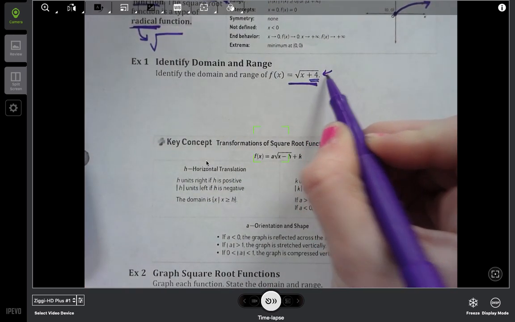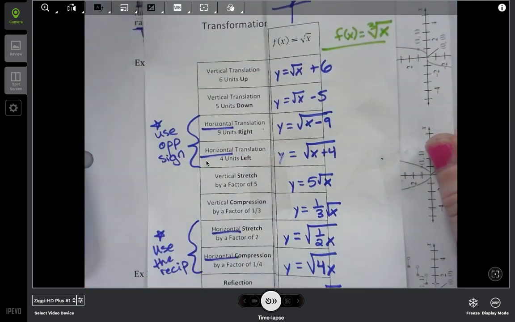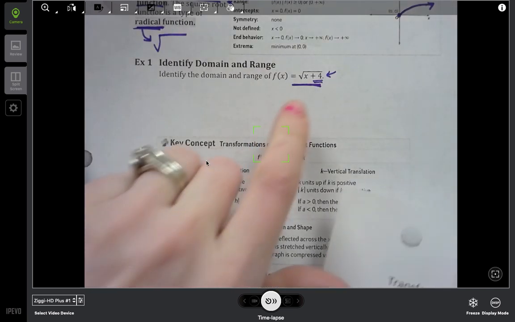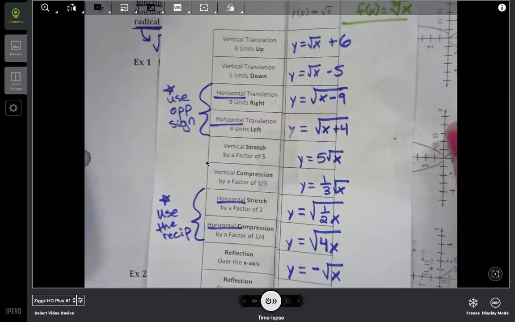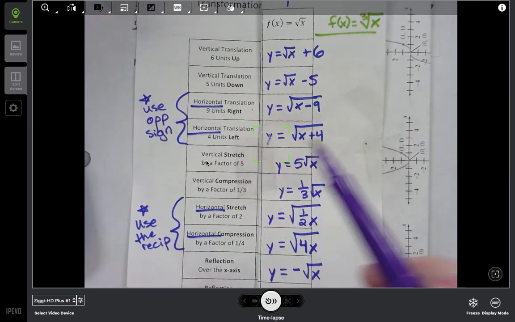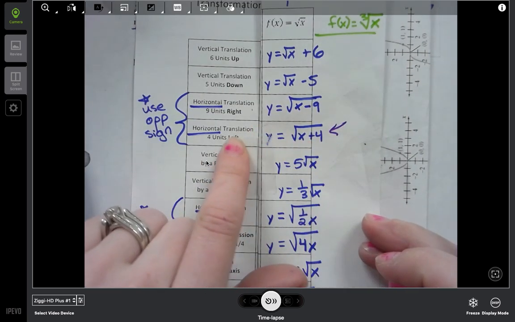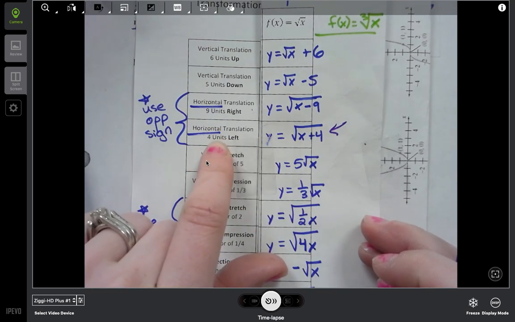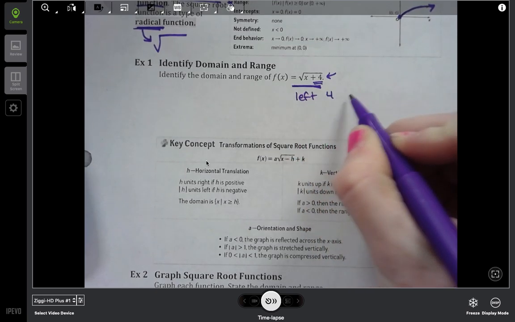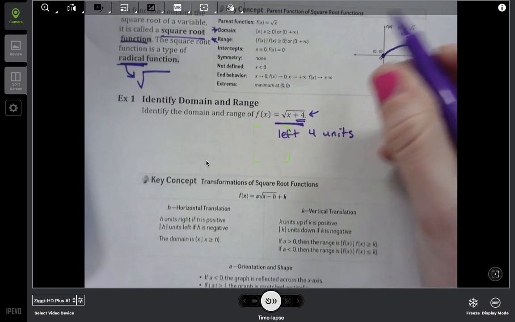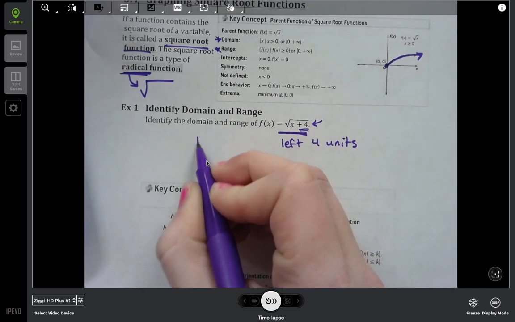So this +4. If you need to look back at your peach colored sheet, this is actually peach colored for you, not white. When we're looking at the +4 and it's inside of that square root bar, okay? So you're adding and you're inside the square root, okay? So that's exactly like that one, okay? So what that's doing is translating this 4 units to the left, okay? So I'm going to write here left 4 units, okay? So basically what I'm thinking about is this graph, but it's going to the left 4 units, okay?